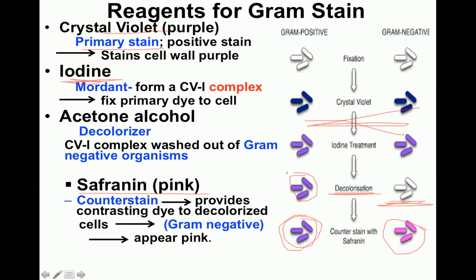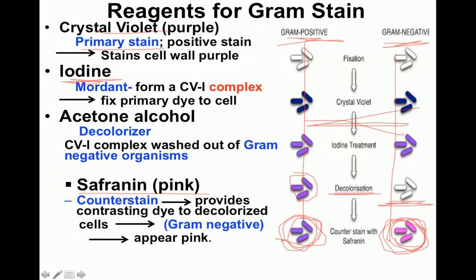Whereas with gram-positive bacteria, because it has no outer membrane and the peptidoglycan layer is very thick, it is going to trap the crystal violet iodine complex within the cell. And when you counter stain it with safranine, gram-positive bacteria are not affected, but the gram-negative bacteria pick up this counter stain and become pink in color. So in other words, the gram-negative bacteria are pink in color and gram-positive bacteria are purple in color.